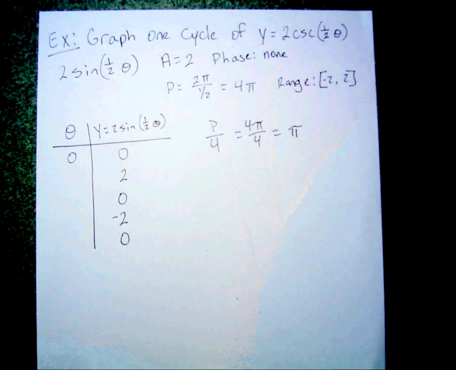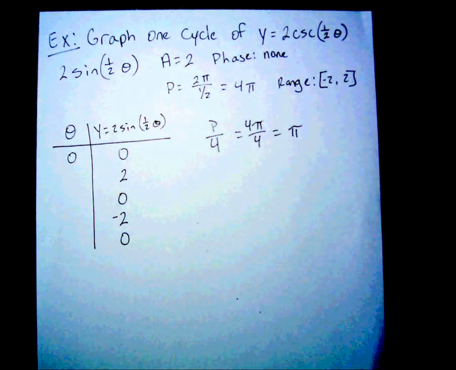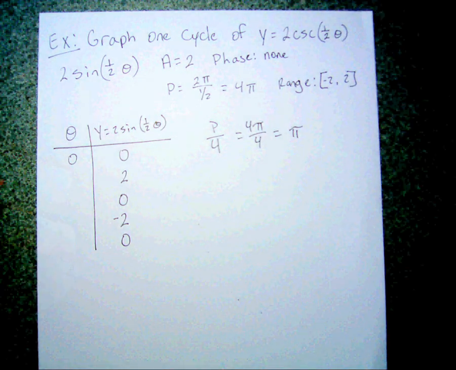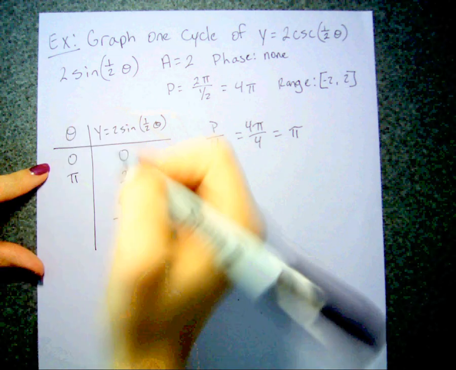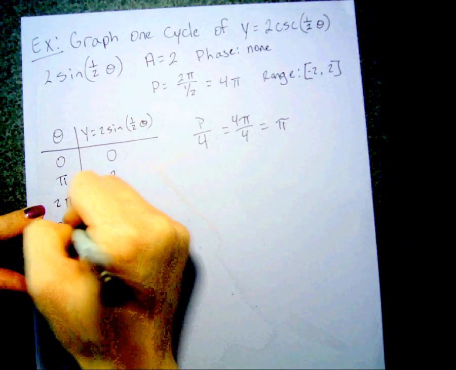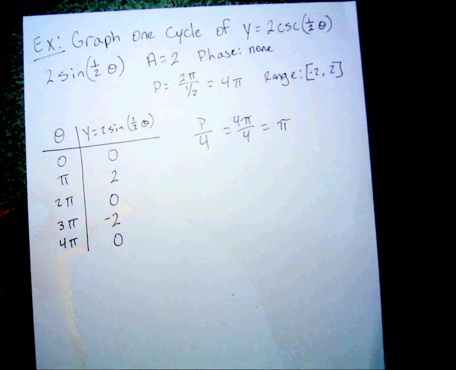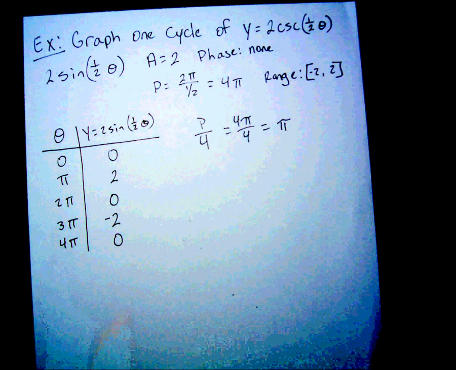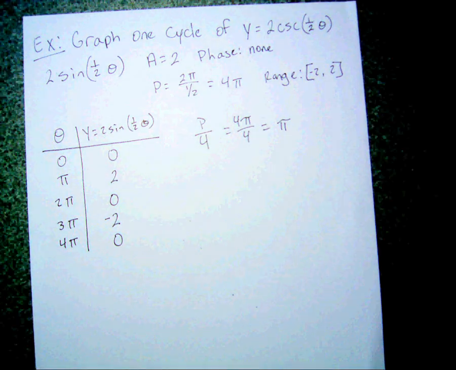This one turned out pretty easy. So I'm just going to add pi to my starting point to get my other 4 points. So 0 plus pi gets me pi. Pi plus pi is 2 pi. Plus pi is 3 pi. Plus pi is 4 pi. Okay. So I got all my theta values, all my y values. So now comes the graphing.